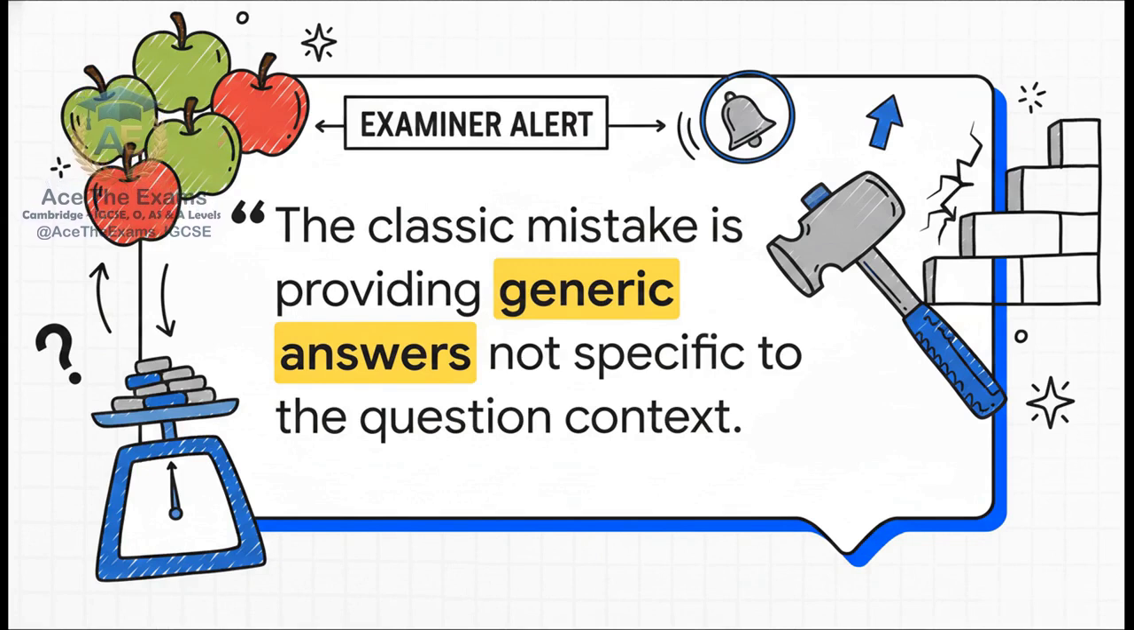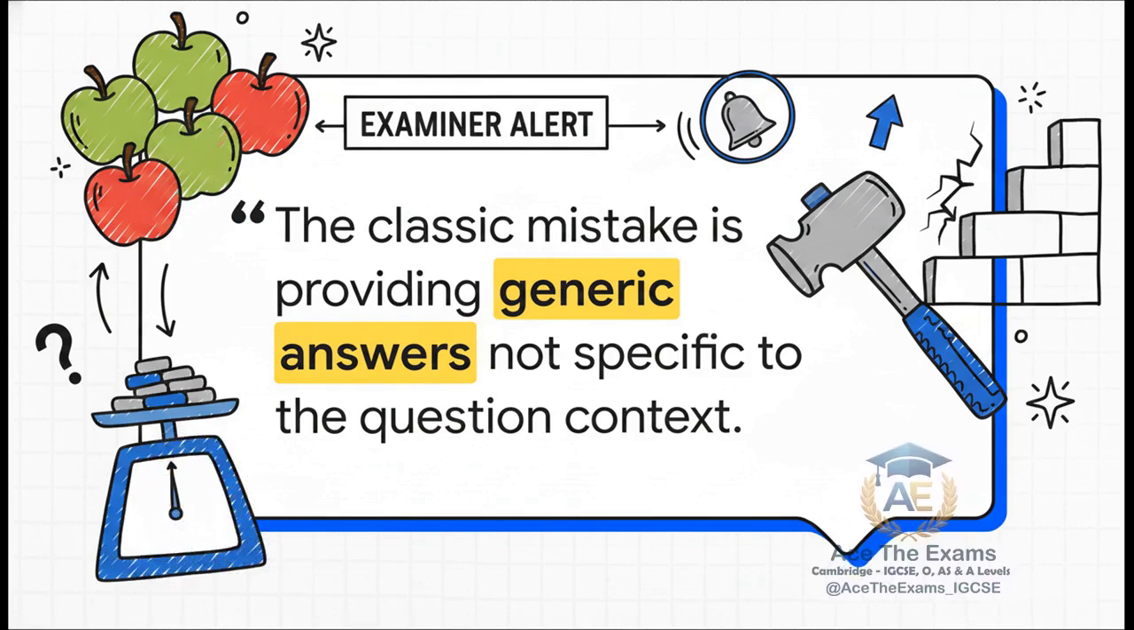Let me give you an example. Let's say the question asks you to explain why the CLT was used in estimating the mean weight of 60 apples. If you just write, the CLT is used because n is greater than 30, so the sample mean is normally distributed, you will lose the context mark. There's no question about it. That is a generic, prefabricated wall that doesn't fit the custom building you're supposed to be working on.